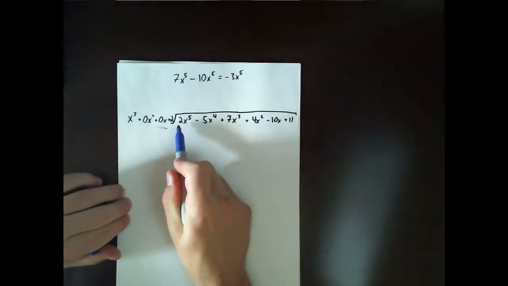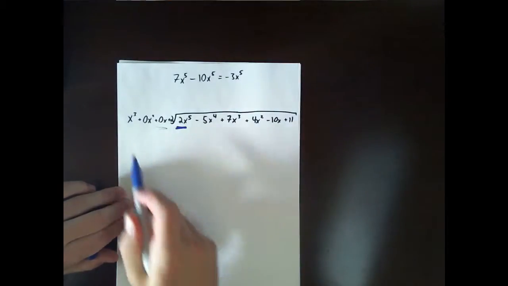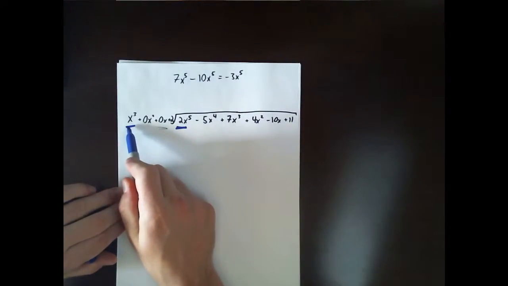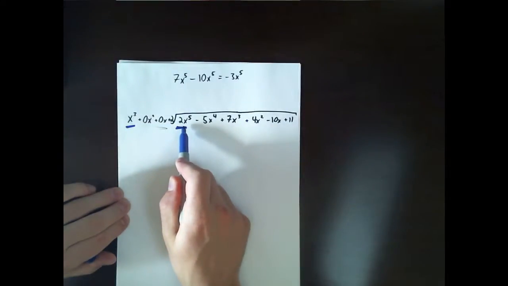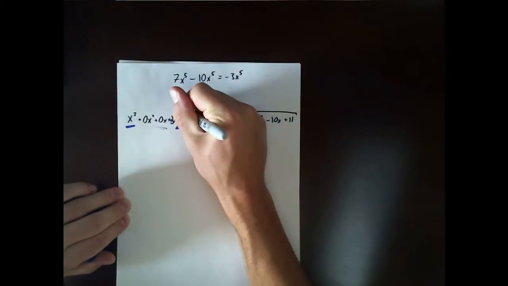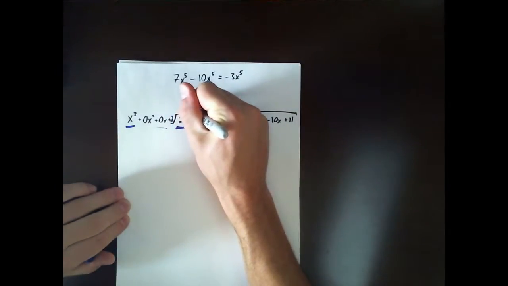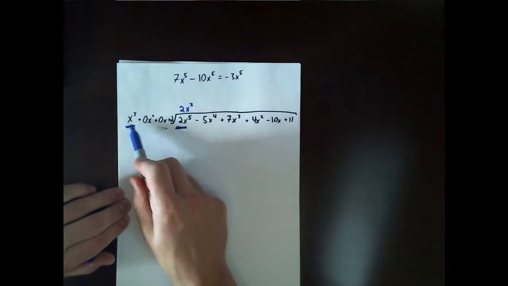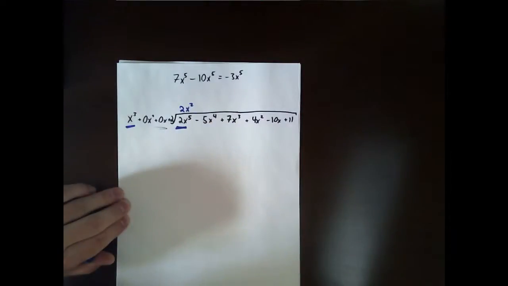So what I'm going to do is look at this first term and this first term here, and I'm going to multiply this x cubed by something that will give me 2x to the fifth. So that number is going to be 2x squared. So I'll put a 2x squared up here, and then this 2x squared is going to come down and multiply to all of these terms here.